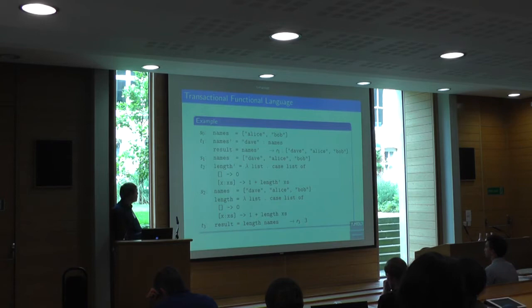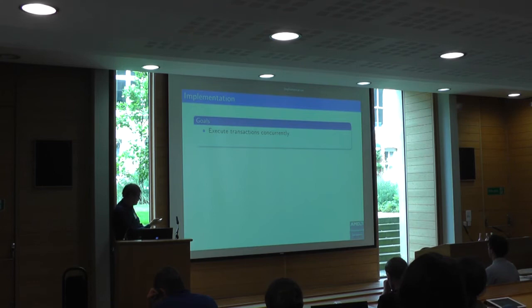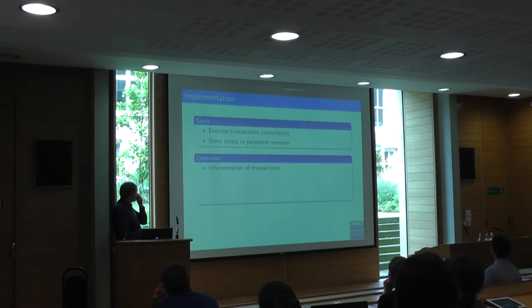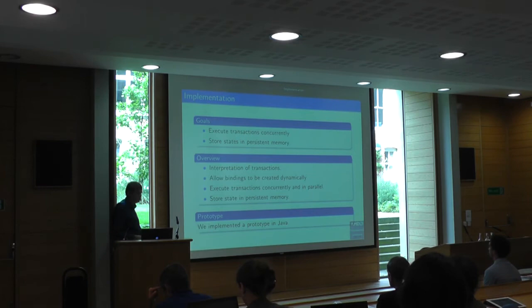The main goals for this implementation: I want to be able to execute transactions concurrently, and I want to store states in persistent memory. Some work has been done already on this kind of language, but this is mostly new work. Here is a small overview of what the implementation entails. We want to interpret transactions and not recompile them, because we really want to use it interactively. We want to create new bindings dynamically, so that you can just insert new bindings, and when we don't use them anymore, they're collected. We want to execute transactions in parallel, and we want to store state in persistent memory. I implemented the prototype in Java.